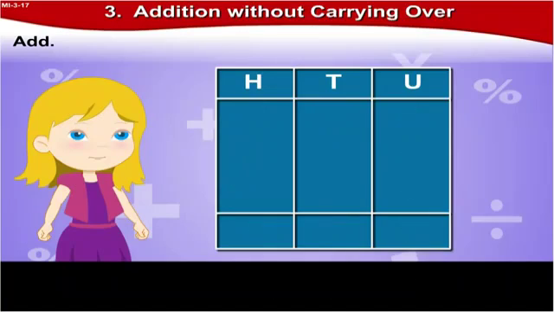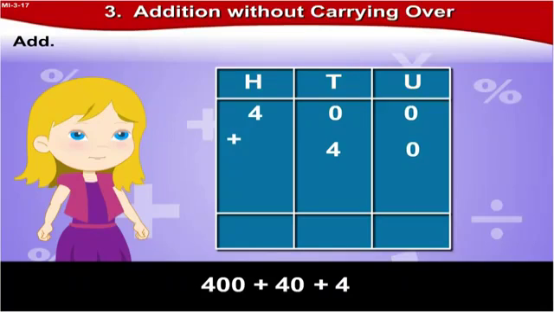Now the last sum. 400 plus 40 plus 4. First you arrange them in vertical order, writing HTU. Now 400 would be 4 hundreds, 0 tens, 0 units, plus 40 would be 4 tens, 0 units, plus 4 is 4 units. In the units column we have 4 units, so write 4.